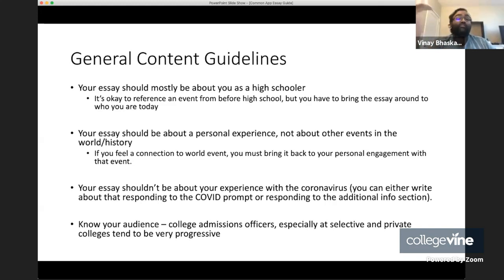So that's something to keep in mind, right? Similarly, your essay shouldn't be about your experience with the coronavirus. You can either write about that responding to the COVID prompt or in the additional information section, but you don't want to write your essay about the coronavirus for a couple of reasons.